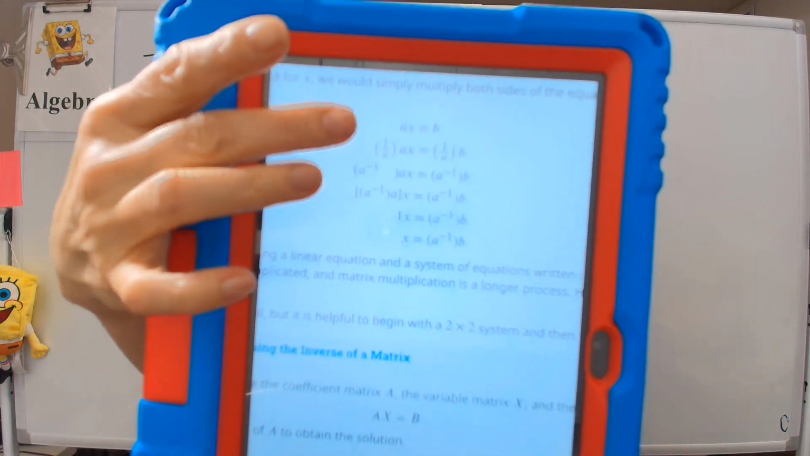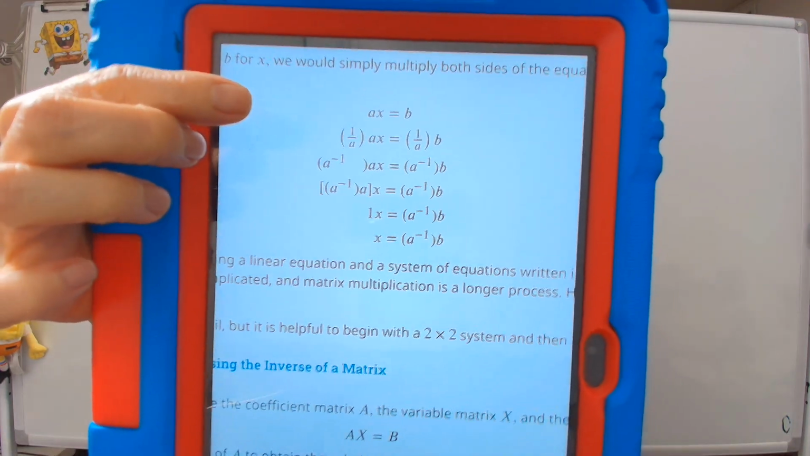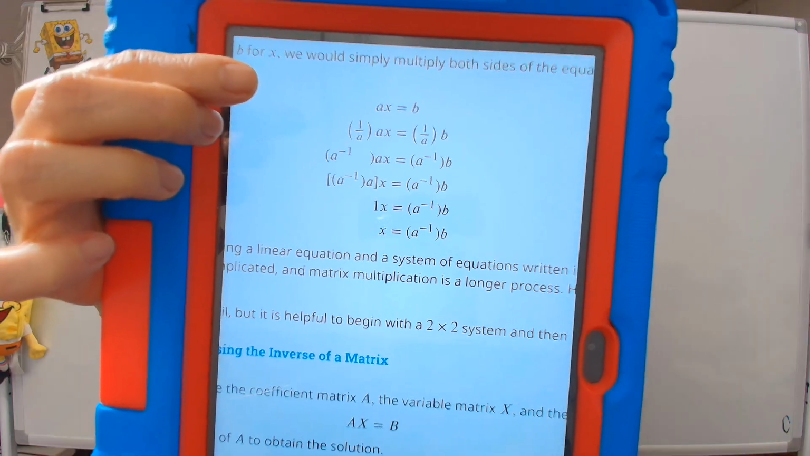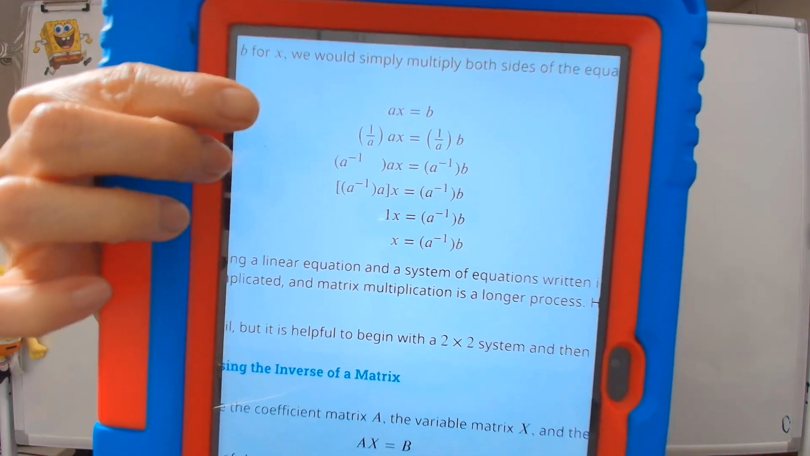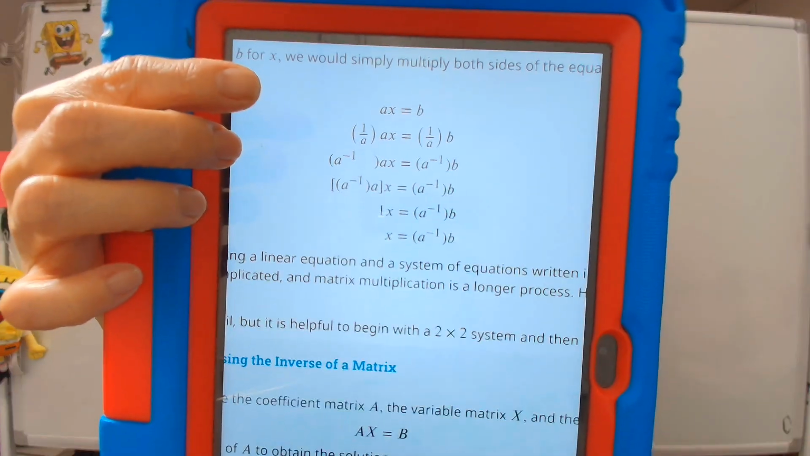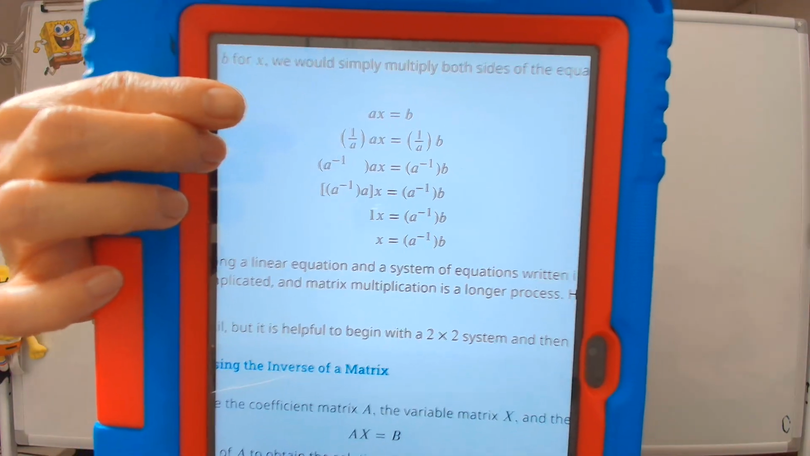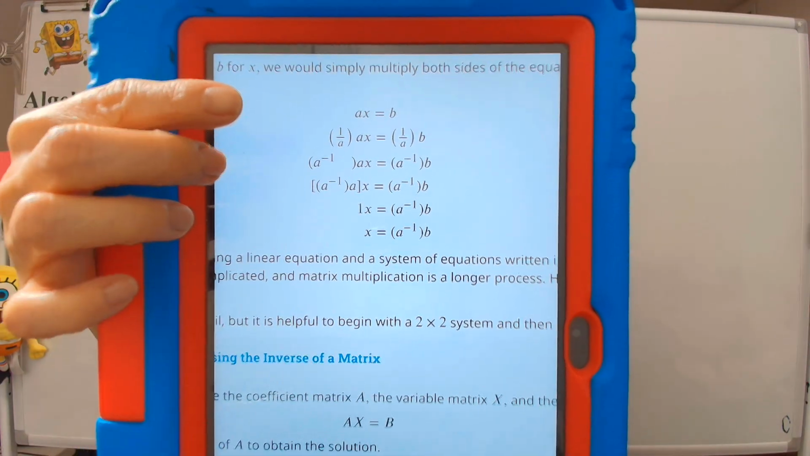If you have a simple equation like ax equal to b, where a and b are numbers, let's say a is 2 and b is 8, how would you solve this?